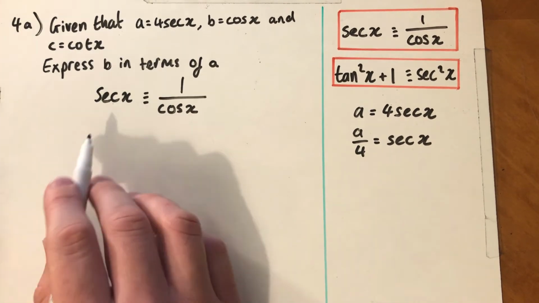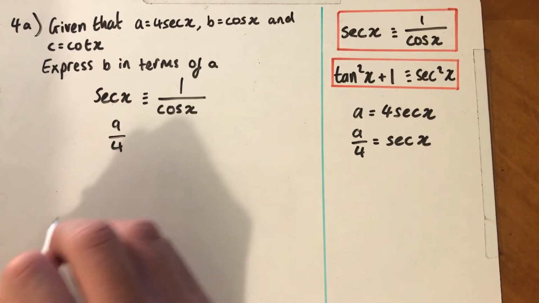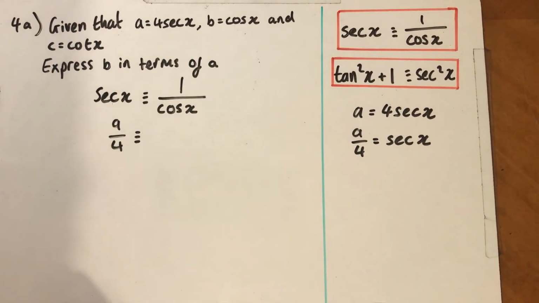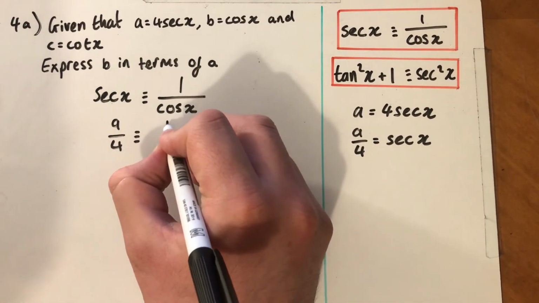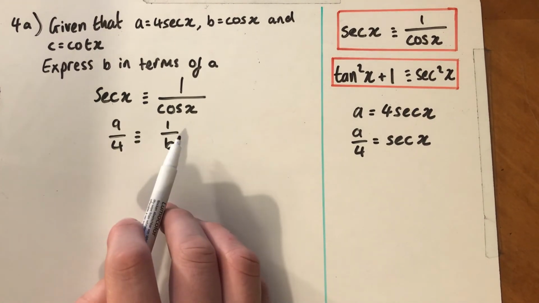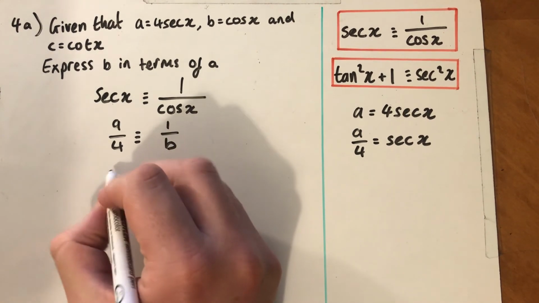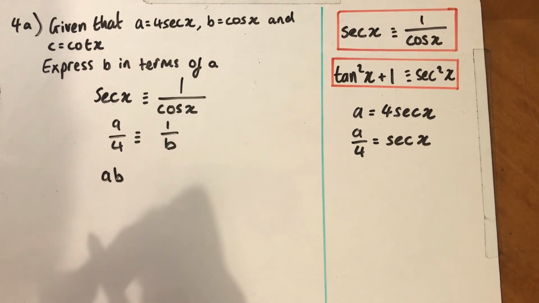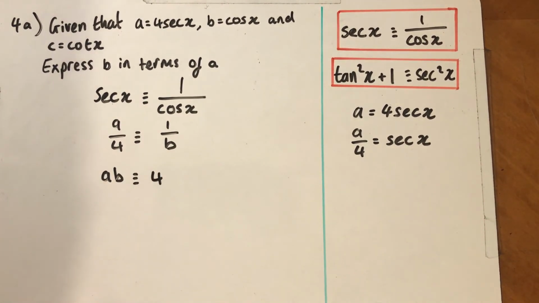So sec x is the same as a over 4, and that is identical to 1 over cos x, and I know cos x is b from the information I've been given in the question, so this is identical to 1 over b. Okay, so the question is nearly done now. All I need to do is multiply both sides by 4 and multiply both sides by b. So you should get the result ab is identical to 4.